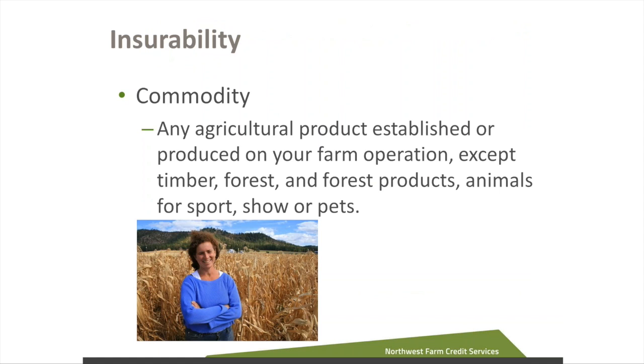So what crops can we not cover on this? Well, we can't cover crops that are timber or forest products, animals that are raised for sports, show, or pets, and also any federally illegal crops. Now, the key word there is federal. Here in Oregon, unfortunately, we cannot cover cannabis under this.